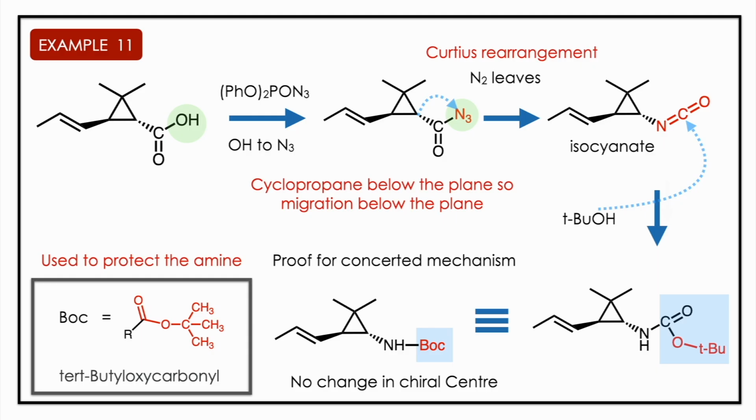Then tertiary butyl alcohol adds. You have new CO bond and new hydrogen bond. It is a kind of production of amine there. You end up with NHBOC. The concept you have to learn here is even the migration happens on the same plane, as well as the chiral carbon doesn't change in the configuration. This reaction is very important. It proves the nature of concerted mechanism.